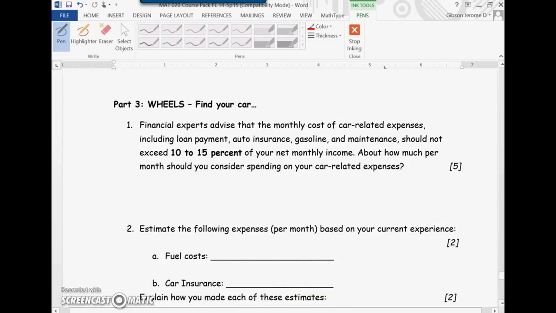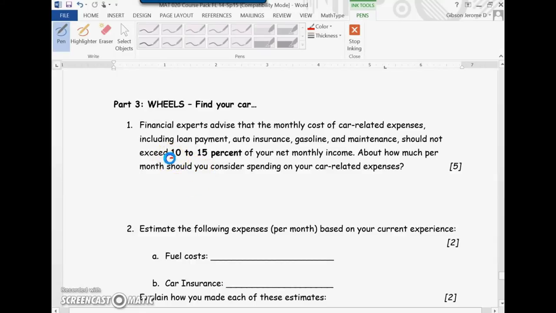Next page, wheels. Find your car. Now it says here, financial experts advise that the monthly cost of car-related expenses, including loan payment, auto insurance, gasoline, and maintenance, should not exceed 10 to 15% of your net monthly income. About how much per month should you consider spending on your car-related expenses? Now listen, you do not have to give me the amount for 10% and 15%. You have to pick one. And whichever one you pick, I want you to underline it.